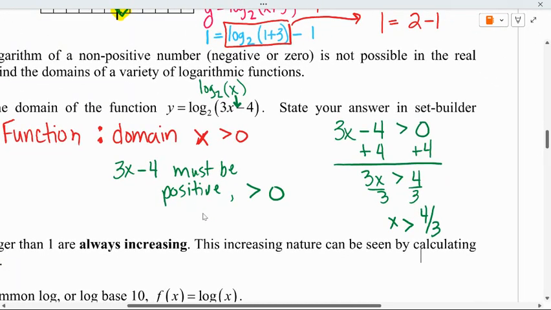It says state your answer, state your domain, and set builder notation. I'm going to write that right here. The domain means all of my x values such that x is greater than 4/3.